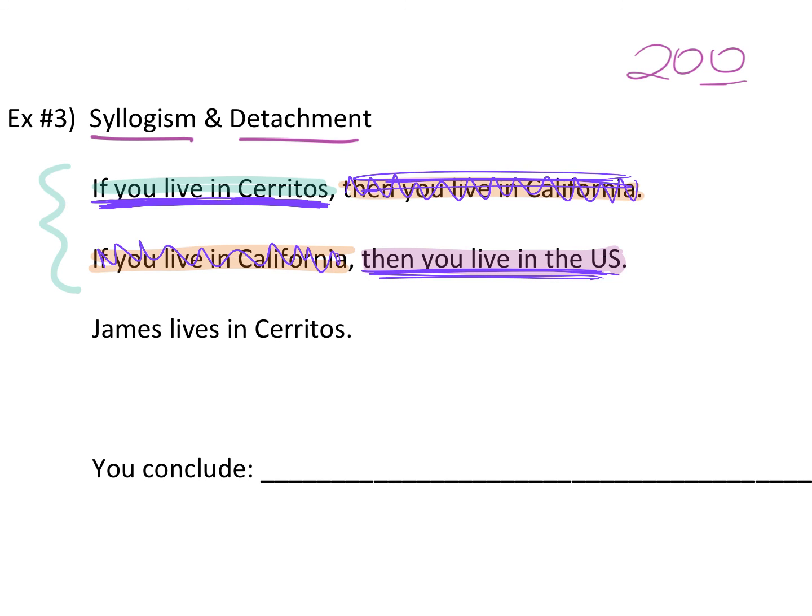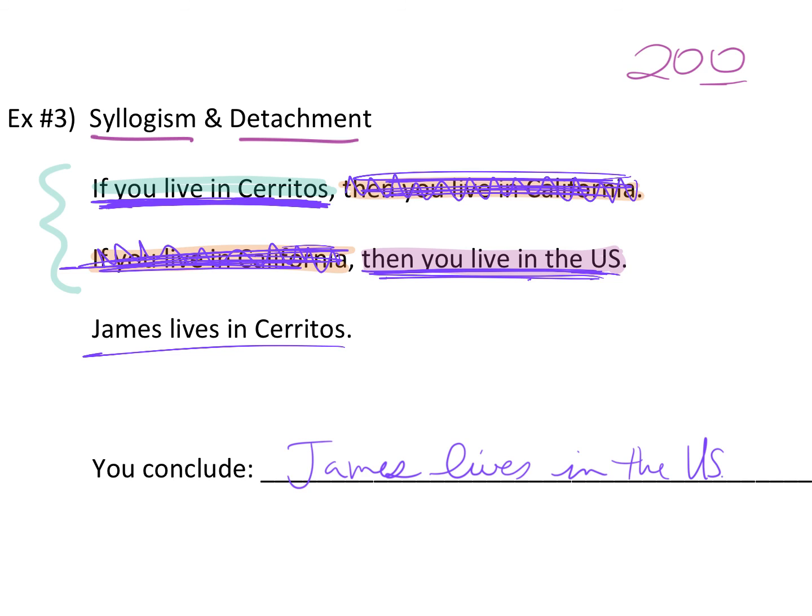Because we got rid of the two in the middle that were the same, right? California's gone now. So now we're saying if you live in Cerritos, then you live in the US. James lives in Cerritos, you conclude James lives in the US. Okay, get over it, please. So if P then Q, and they told us P was true, so we are gonna say Q is true, okay?